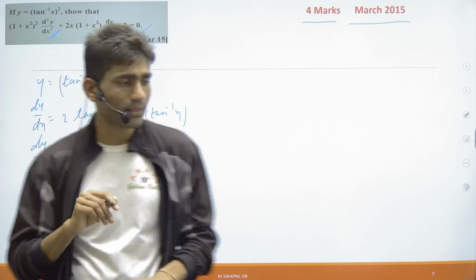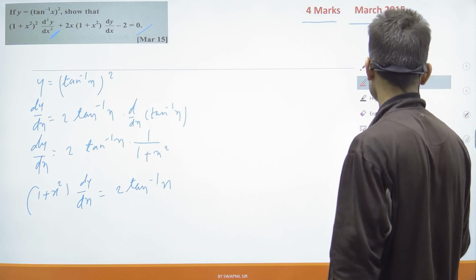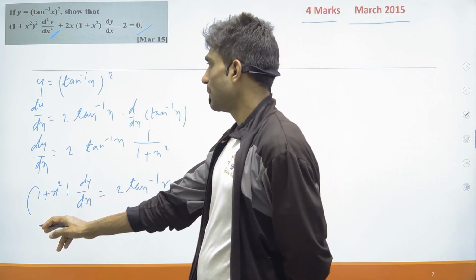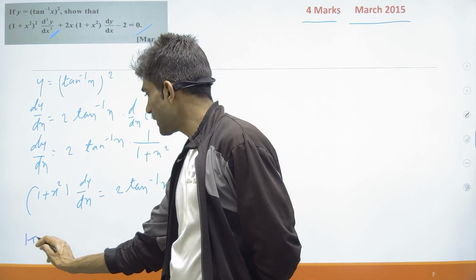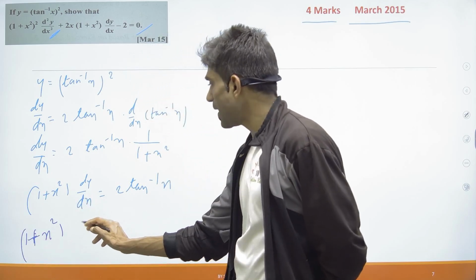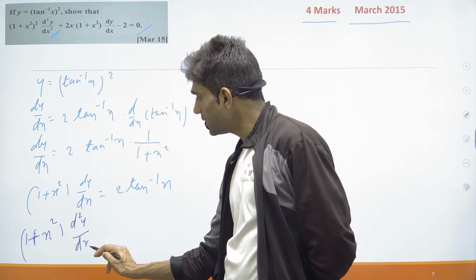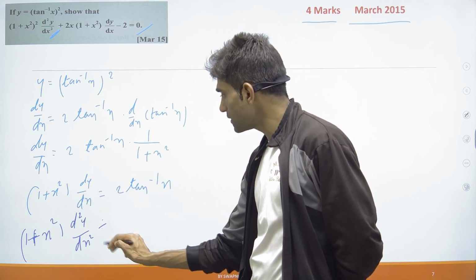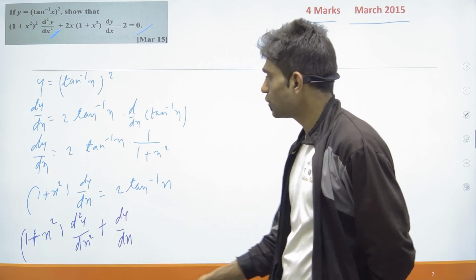Now let's apply the by part rule to our function. First function as it is, 1 plus x square. Keep 1 plus x square as it is, and differentiation of dy by dx with respect to x gives us d square y by dx square. Plus first function as it is, differentiation of second, plus second function dy by dx as it is, differentiation of 1 plus x square.